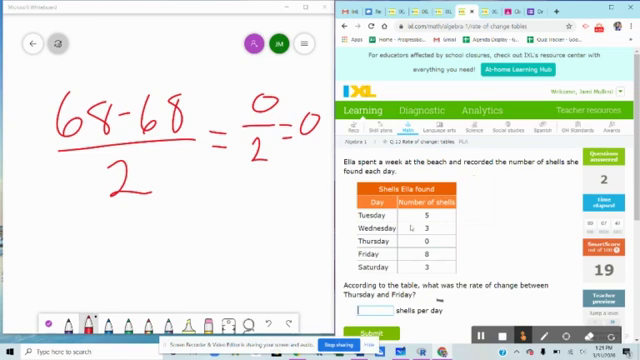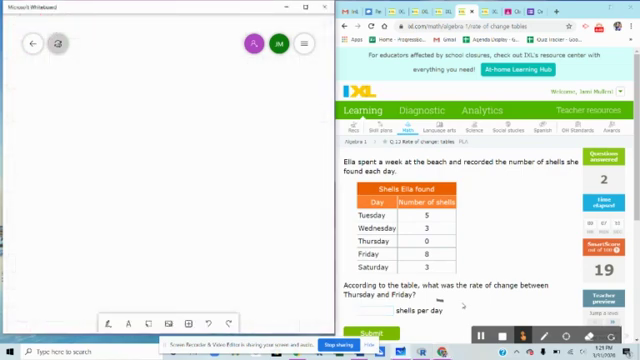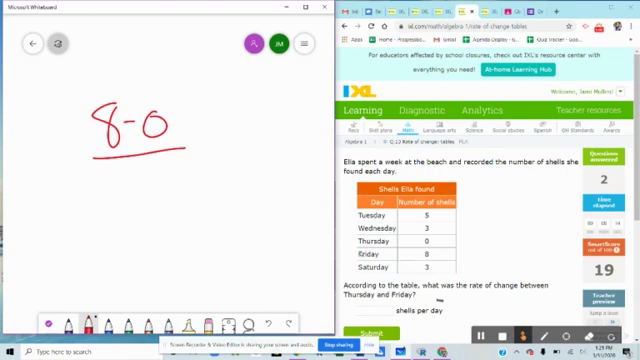Ella spent a week at the beach and recorded the number of shells that she found each day. We have this table. It wants to know, according to the table, what was the rate of change between Thursday and Friday. So start with the larger day, which is Friday, ends up with 8. So we've got 8 minus our smaller day, Thursday, which is 0, divided by how many days difference between Thursday and Friday? Well, just one. 8 minus 0 is 8, divided by 1. 8 divided by 1 is 8. Difference of 8 shells per day.